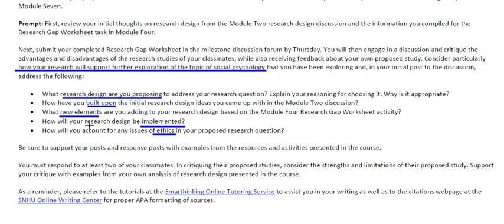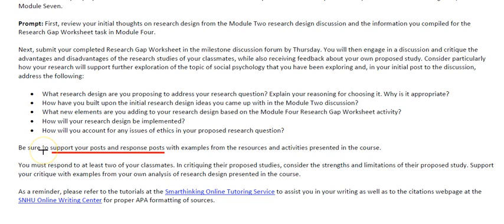And the last bullet, which is very important, how will you account for issues of ethics? You've learned about the history of ethics in research studies, especially social psychology studies. How will you address ethical implications of your hypothetical research question? This information should be developed into a coherent discussion for your initial post.